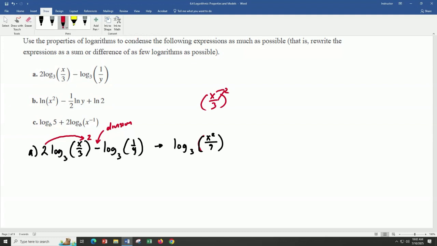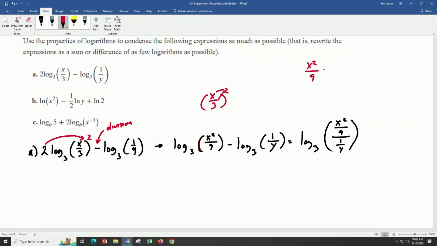Now I have that over, okay? I still have this division here, so let me go ahead and write this minus of this log base 3, 1 over y. Let's make sure that looks like a y this time. Realize that's division, so I can rewrite this once again as log base 3, big parenthesis, x squared over 9, 1 divided by y.